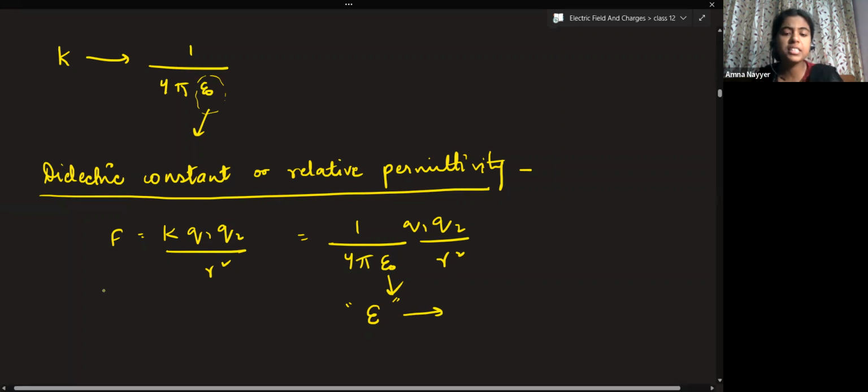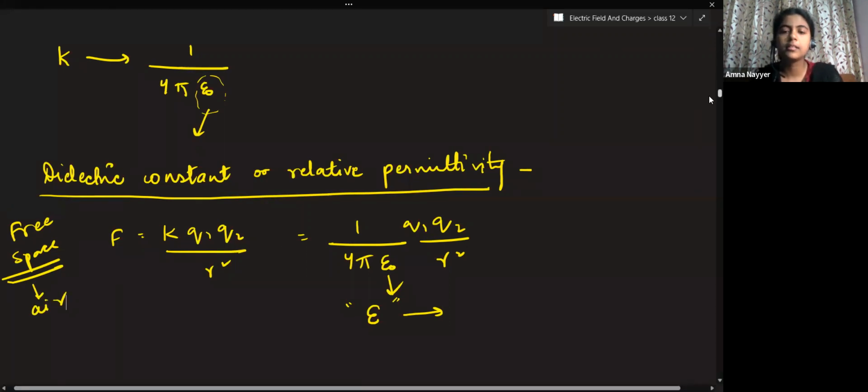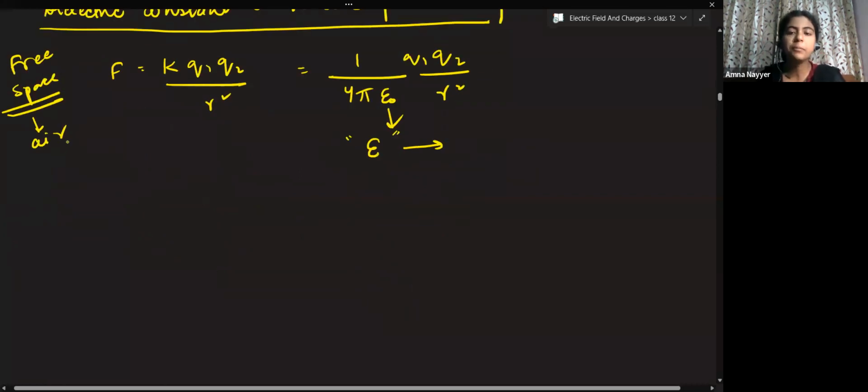So for free space we have this value. By free space, I basically mean air. If the medium is air, then it will be epsilon naught. So for F air, the force in air, you can use this value: Q1 Q2 by 4 pi epsilon naught R square.